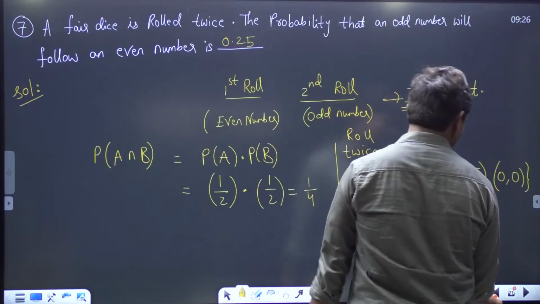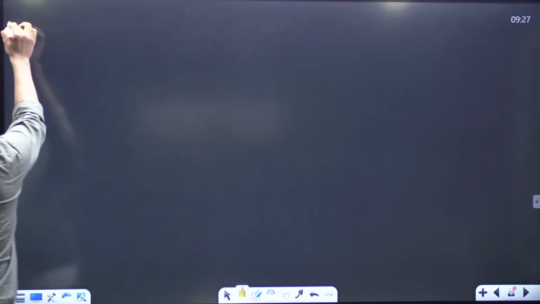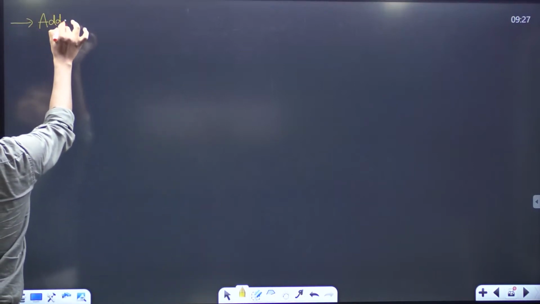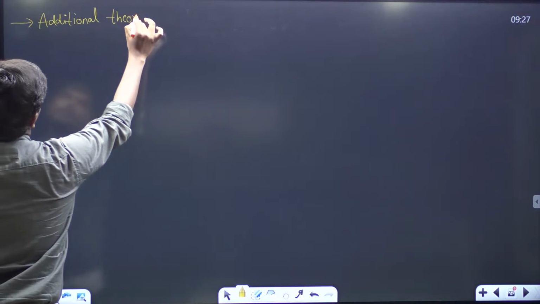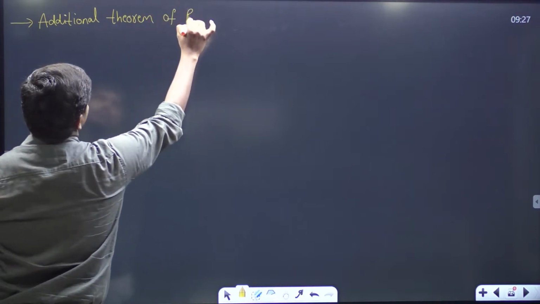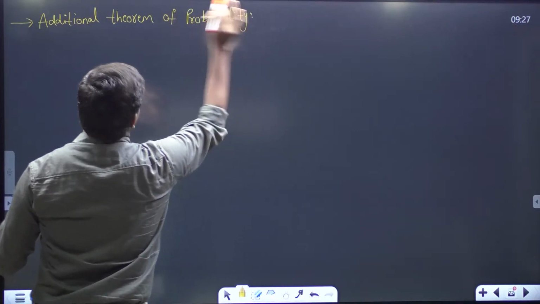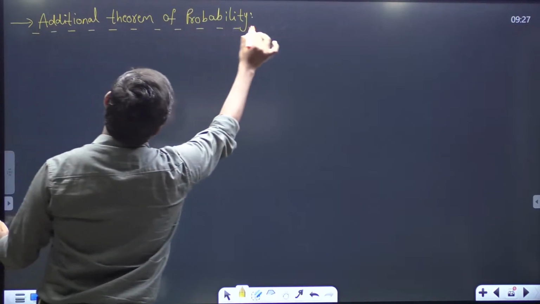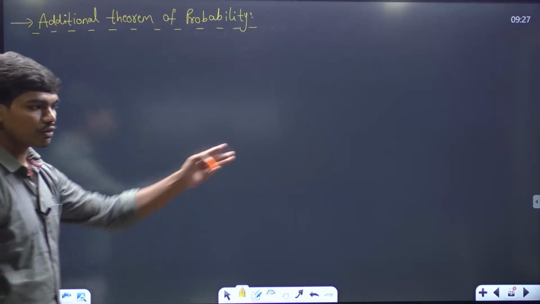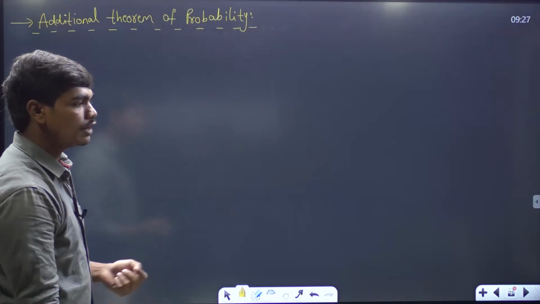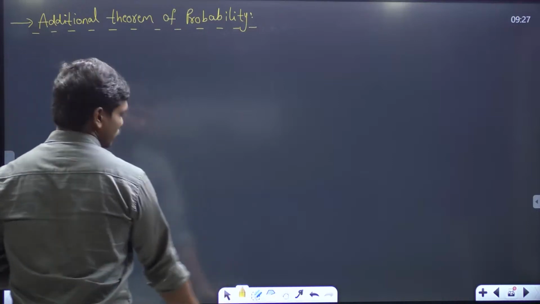Okay, so we'll talk about something now that is important to us, something we call the addition theorem of probability, which is important to us. And after learning this theorem, we'll solve two problems. Then I think by that time it will be 9:45. We'll go for a break. Okay. Addition theorem of probability. So, what is the addition theorem of probability?